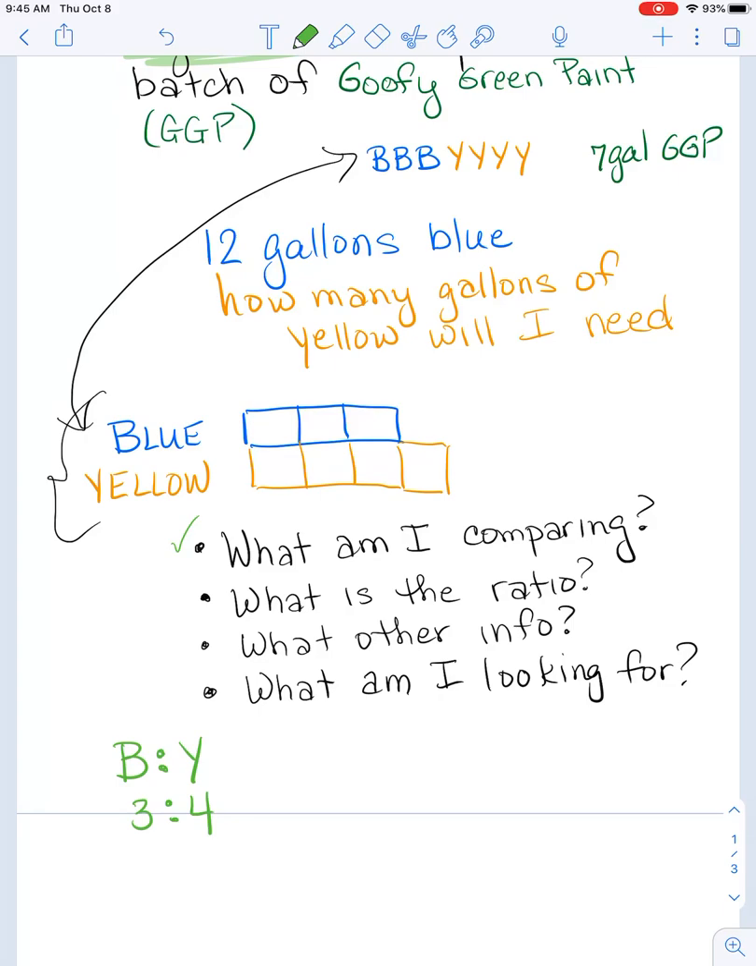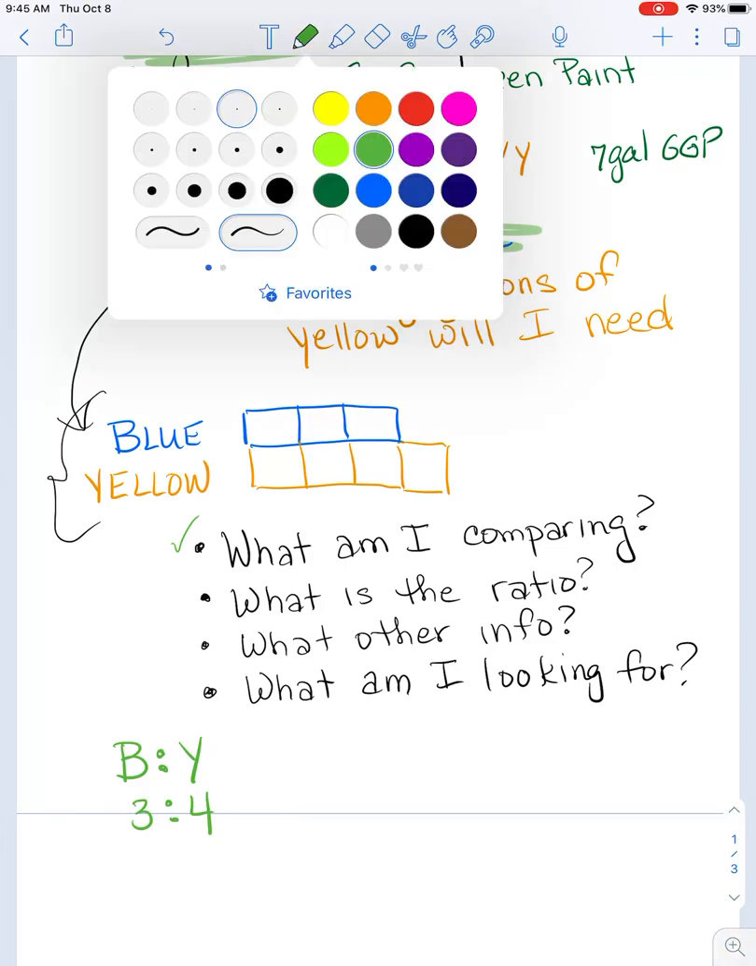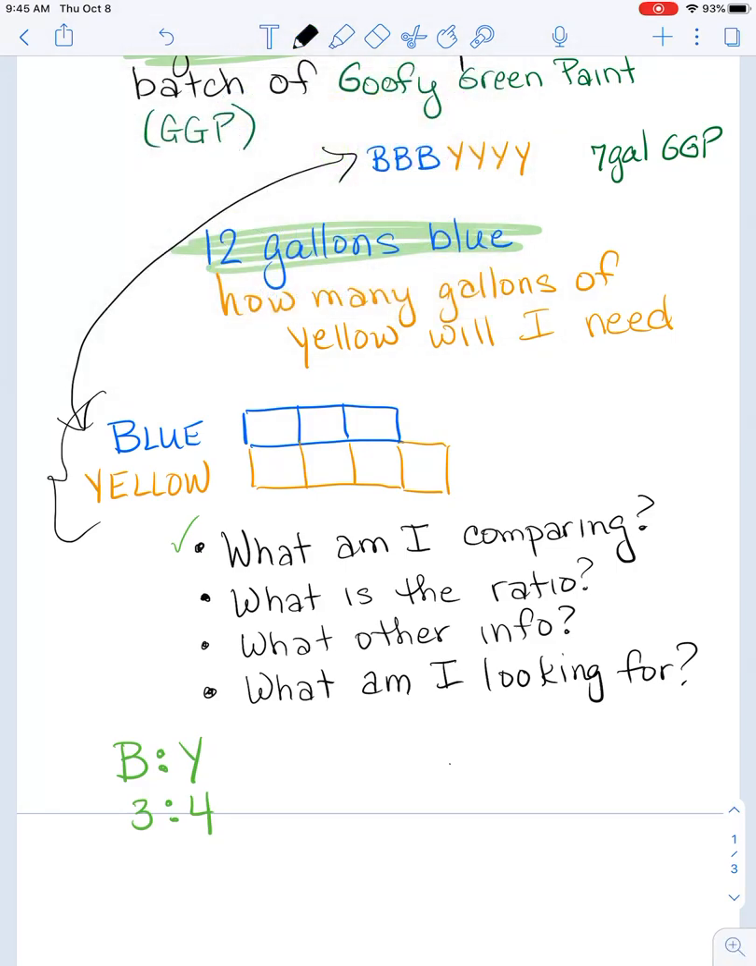And the order, again, is super important in ratios. Okay, what other information do I have? Well, if you look back at the problem, it says that I have 12 gallons of blue.